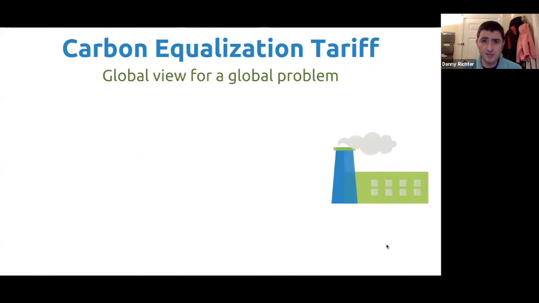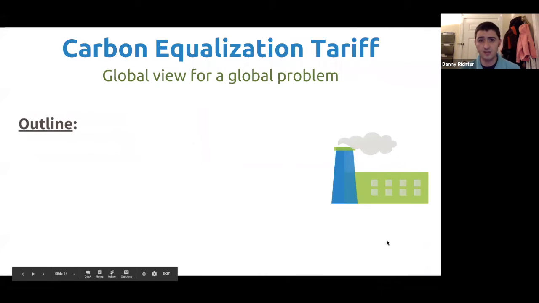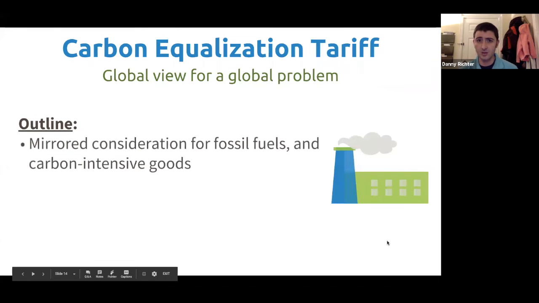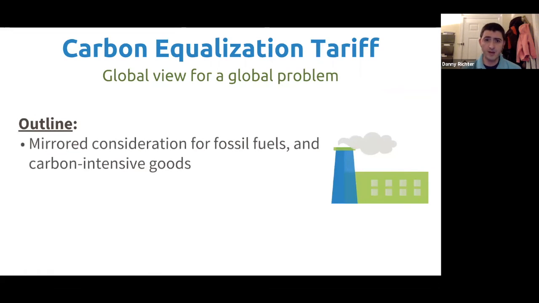The Carbon Equalization Tariff. This is just acknowledging, as we always have, that this is taking a global view for a global problem. There is mirrored consideration for fossil fuels and carbon-intensive goods. So that means that the border Carbon Equalization Tariff is the same. Carbon-intensive goods have a fair and equivalent price for like goods levied on them as those like goods produced in the United States, and those goods that are exported from the United States have a rebate that is fair and equivalent to the tariff that is being put on goods coming in.